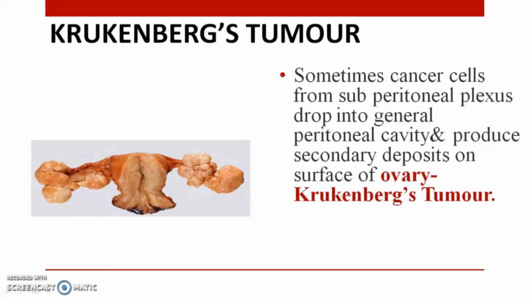We have a skin region where lymphatics from the medial aspect of the lower part drain into the subperitoneal plexus. This plexus radiates lymphatic vessels to many parts, and while radiating, some cancer cells from the mammary gland can deposit in secondary areas such as the ovary, and that condition we call Krukenberg's tumor, which is very important for your exam purposes. And this tumor has a worse prognosis.